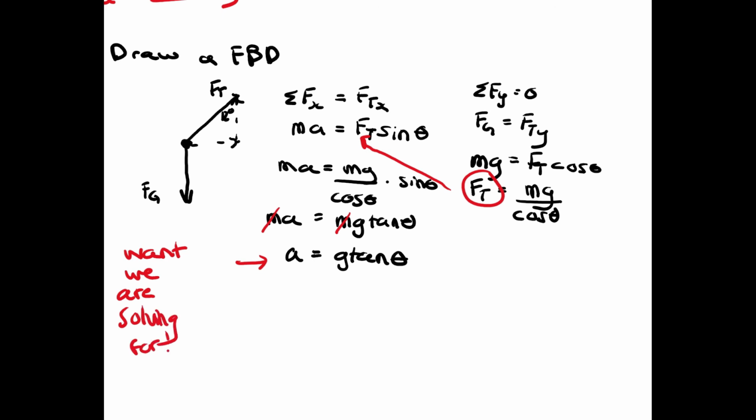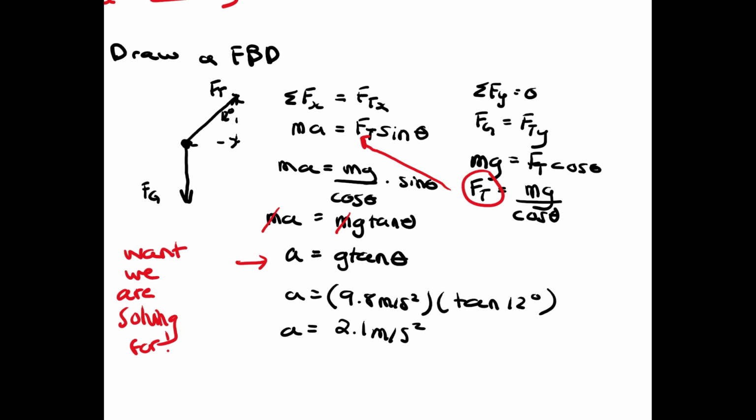So this is good. So now we know that g is equal to 9.8 meters per second squared, or some people will say 9.81 or whatever. I'm just going to say 9.8 here. And then tan of 12 degrees. So if we put this into our calculators, we will get about 2.1 meters per second squared. And that is the acceleration of the car.